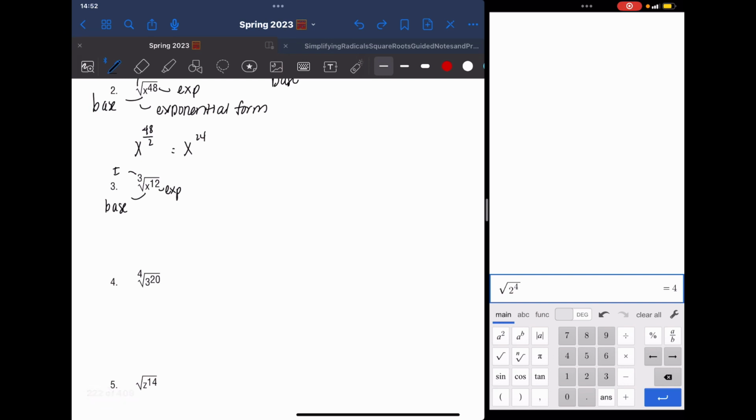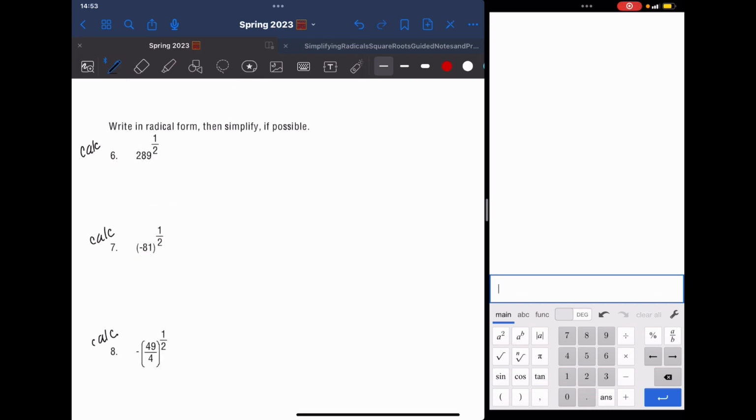In number 3, we have the third root, and then x is raised to 12, so x is going to be 12 divided by 3, which is the index, so the answer is x to the 4th. And we can do number 4 on the calculator, and I get 243, so let's check this. So on the Desmos, I'm taking the 4th root of 3 raised to the 20th power. So I get 243.